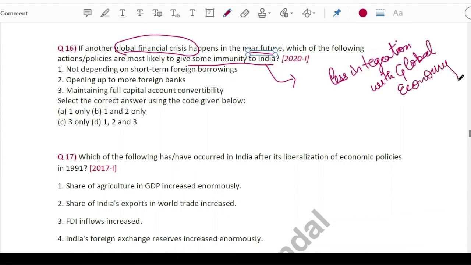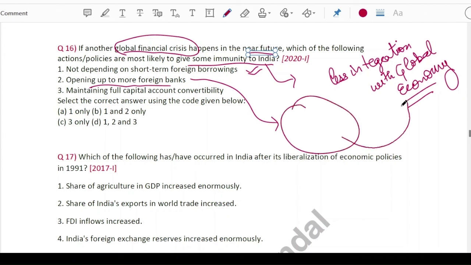So, not depending on short-term borrowings, yes, it will give immunity. Opening up to more foreign banks. If there is more opening to the foreign banks, then there will be integration with the global economy as dependent on the foreign investment. So, second statement is wrong. Let's eliminate it. We are left with A and C.